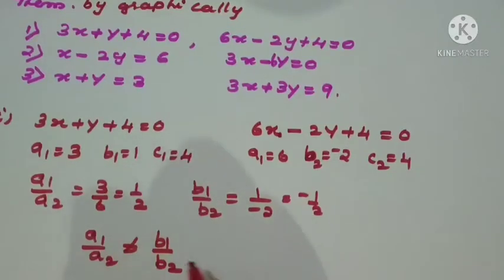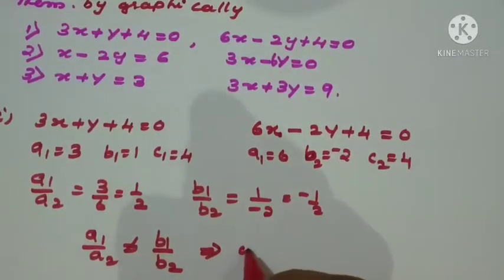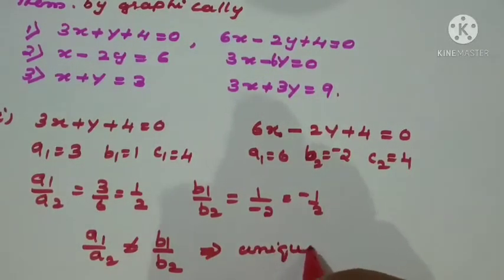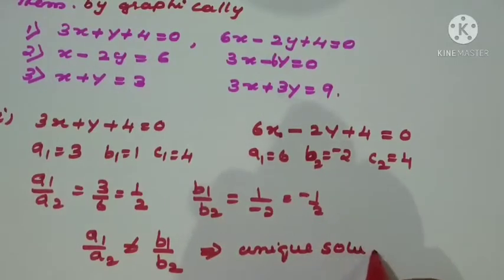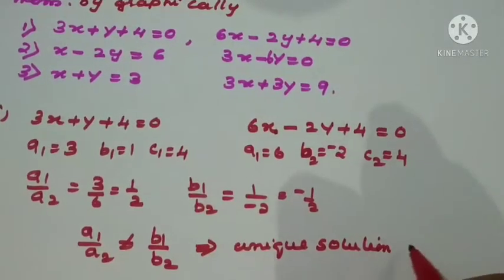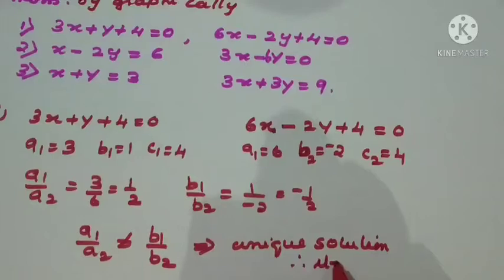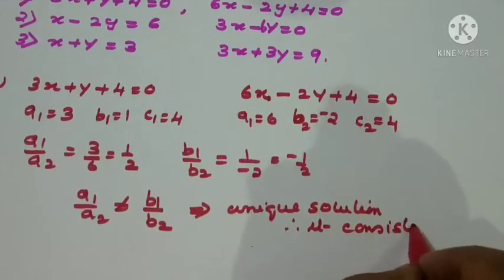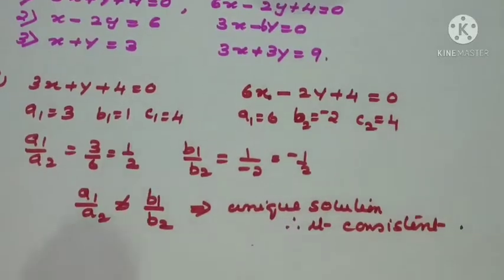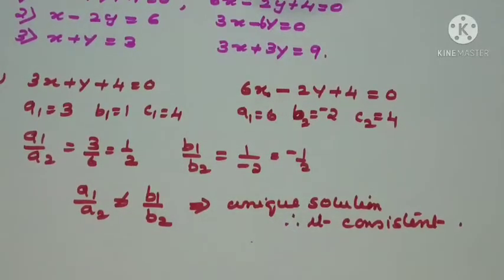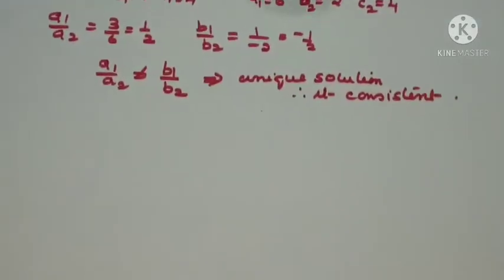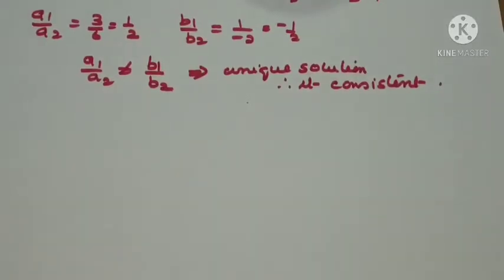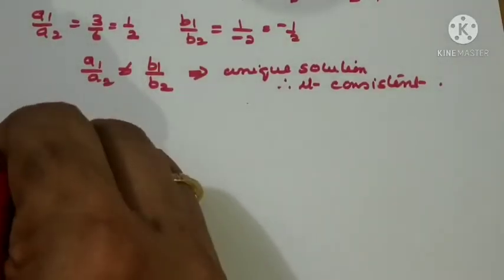So what does this show? It is having a unique solution, and therefore it is consistent. Now what is the next part? If it is consistent, we have to draw the graph. So for the graph, solutions are required. So first we will go for the equations one by one.